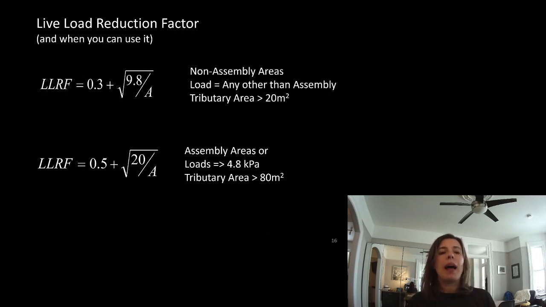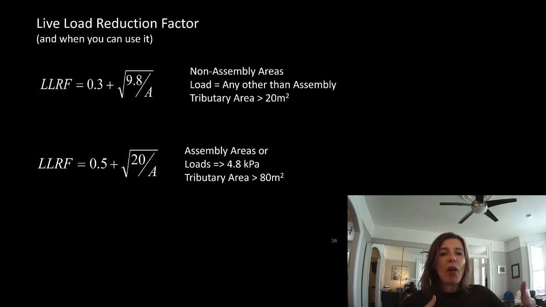Now, let's talk about live load reduction factors. A live load reduction factor says, you know what? We have a zone where people could come and have a party, and we could have 4.8 kPa of people in that zone. We need to design that for 4.8 kPa. So all of those elements that are under that zone definitely need to be designed for 4.8 kPa.